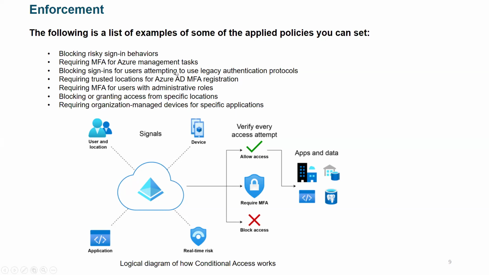Blocking sign-ins for users attempting legacy authentication protocols. They're using old mail clients or something, legacy authentication apps, so that we can immediately block, right? Requiring trusted locations for Azure AD MFA registration. So blocking or granting access from specific locations. Only if they're working from office can they access; if they're working from home or somewhere else, it will block, right? They cannot access applications until they connect to VPN first. First they have to connect to their office location, then they can access applications, right? Otherwise, it should block. Clear, everyone?